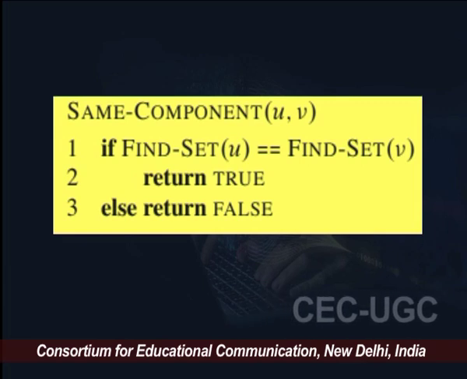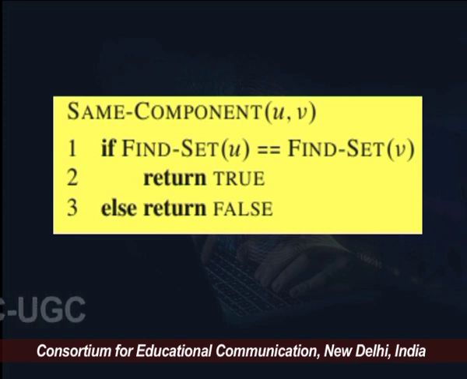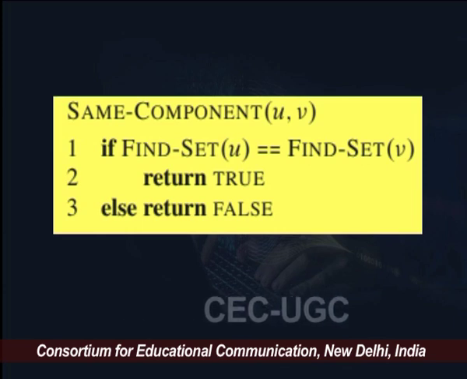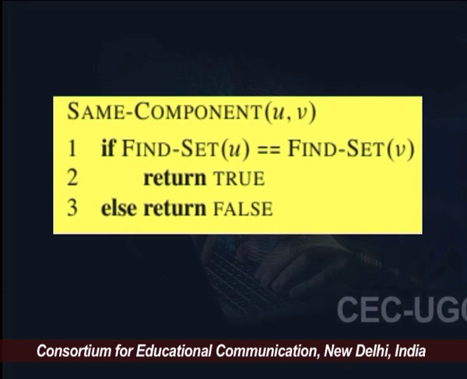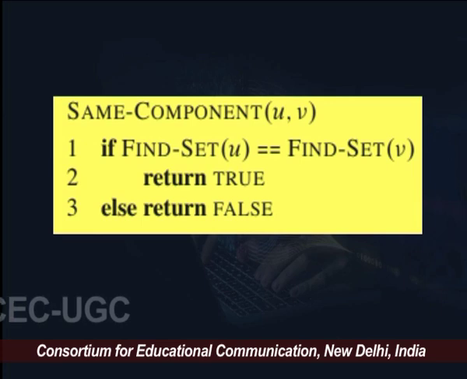So, find set u is going to find the representative of the set to which u belongs. Find set v is also going to find the representative of the set to which v belongs, and if it is the same, it will return true, else it will return false. Now, we have seen that this is going to be used in the case of connected components of a graph.